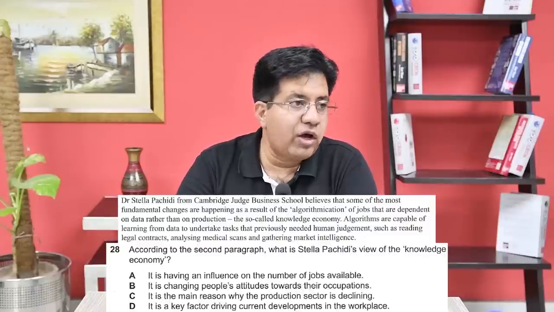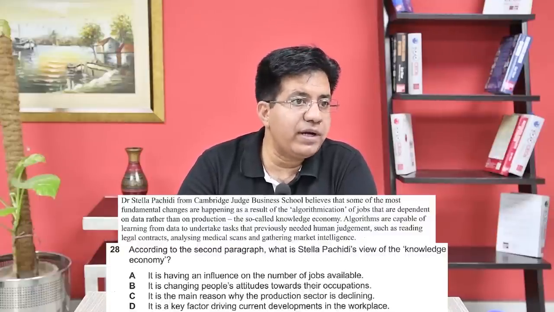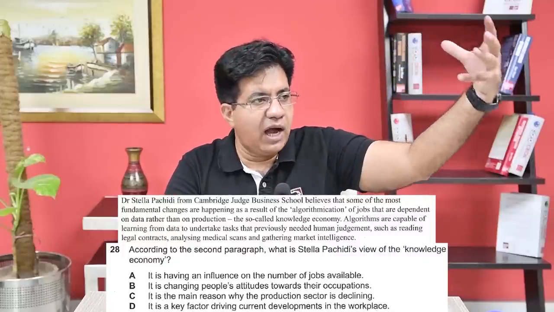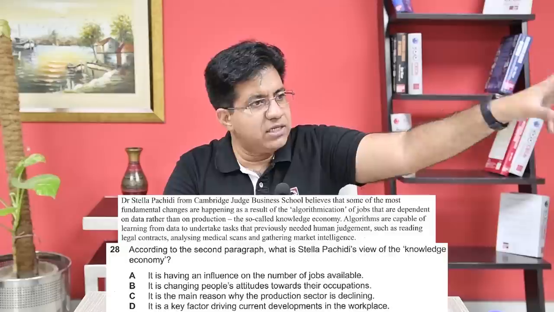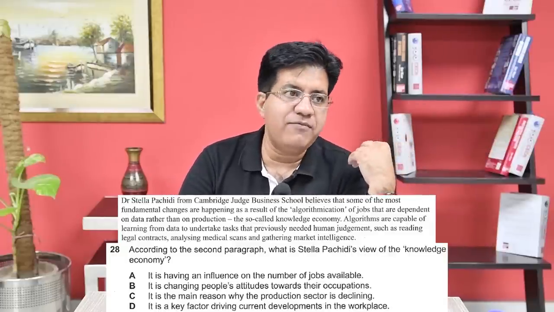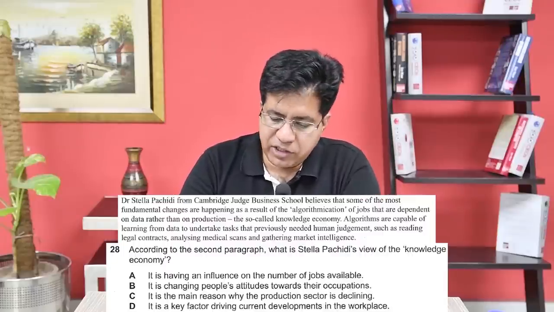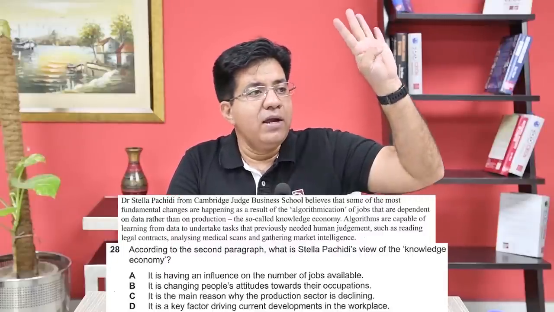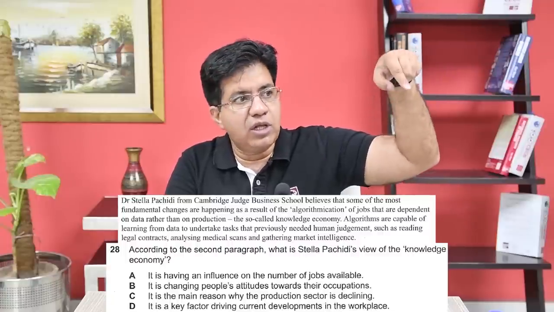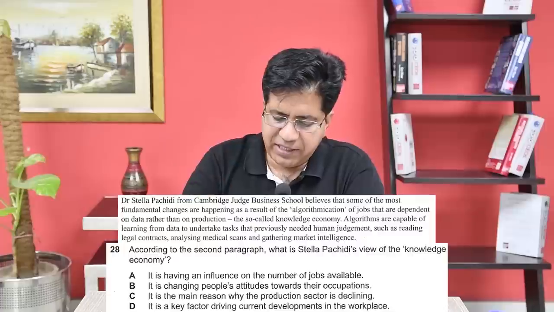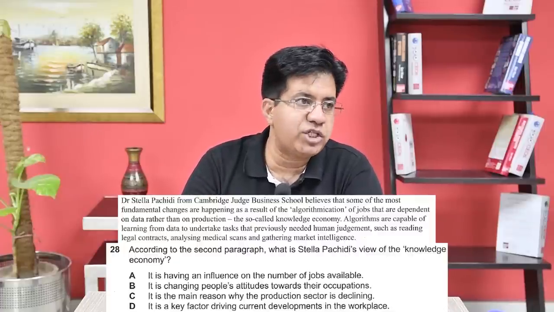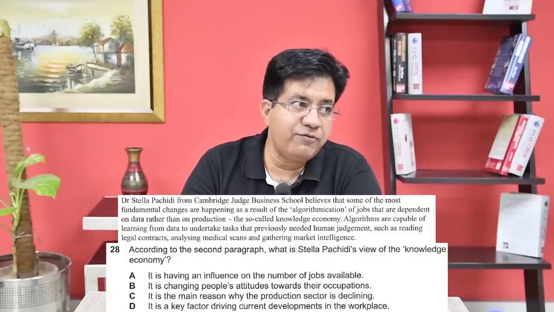It means knowledge economy. Now be clear about it. Knowledge economy means that they are using artificial intelligence to read different things. So it is having an influence on the number of jobs available. Yes or no? They didn't mention the number of jobs available. By the way, the best way to deal with multiple choice is elimination. Cross the wrong options. A cannot be the answer. B, it is changing people's attitude towards their occupation. No.